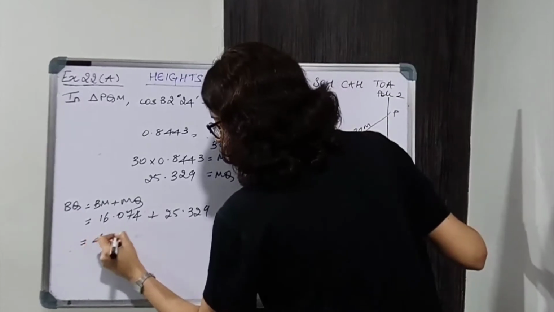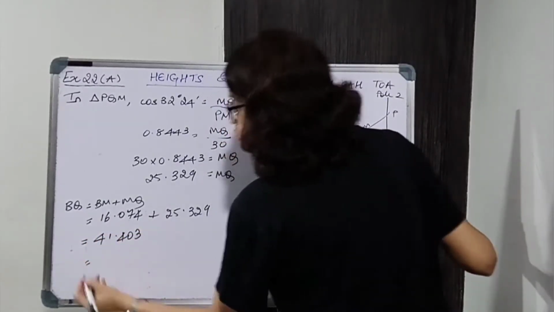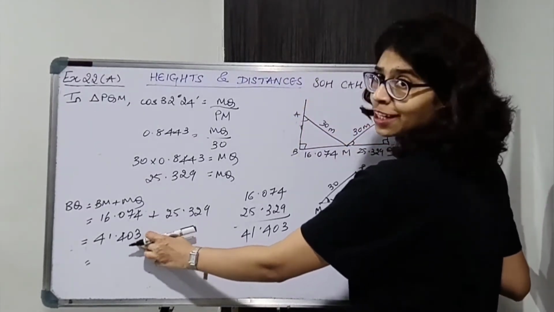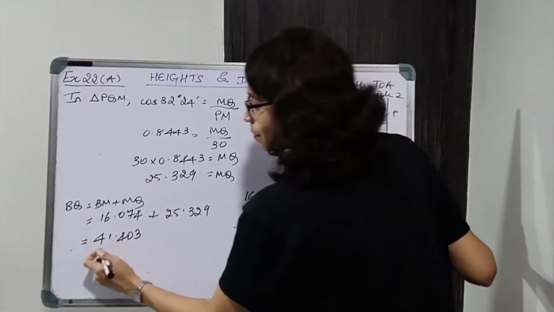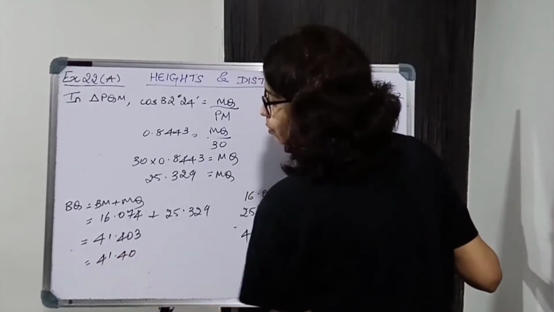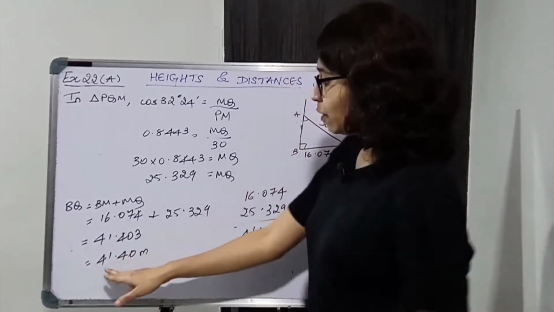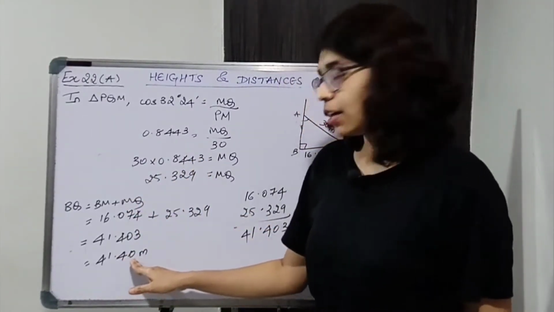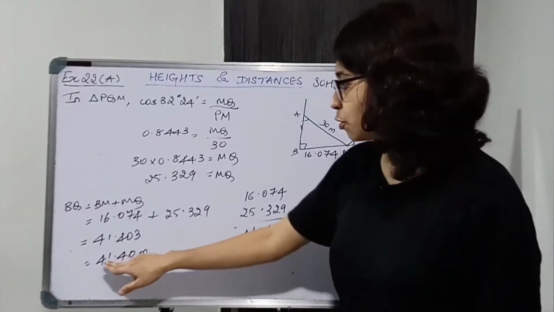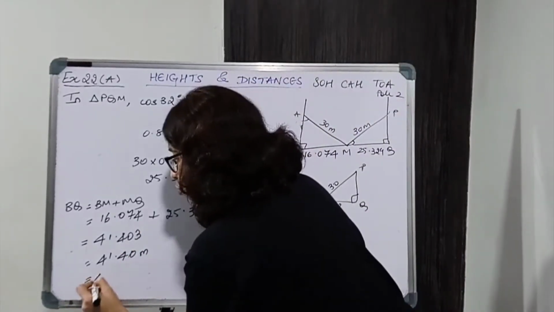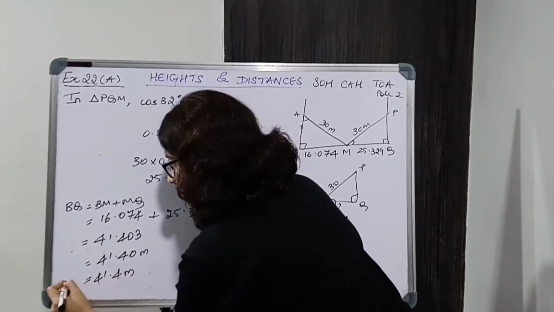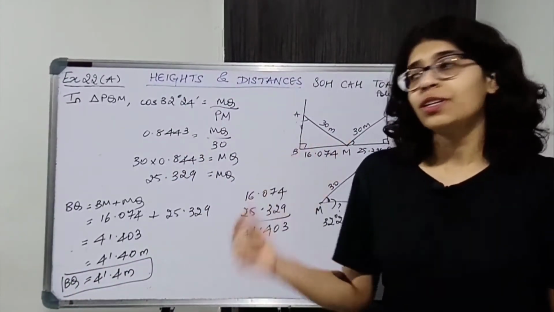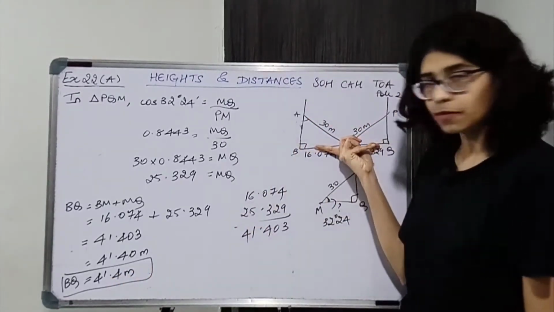It is 41.403. We'll round it off to 2 decimal places. The third decimal has a number lesser than 5, so we'll not add anything to the 0. It will remain as it is, 41.40 meters. 41.40 is nothing but 41.4 only. After this it does not matter how many zeros you put, it is going to remain 41.4 only. So 41.4 meters. Box the answer, just add a final statement: the width of the road is 41.4 meters. Okay, we found the width of the road.